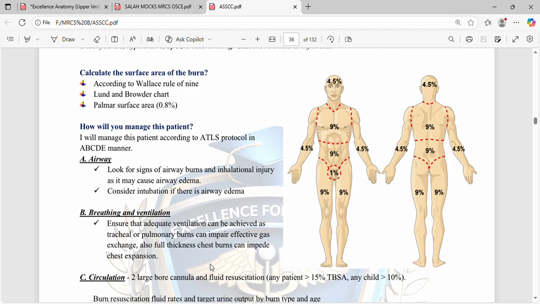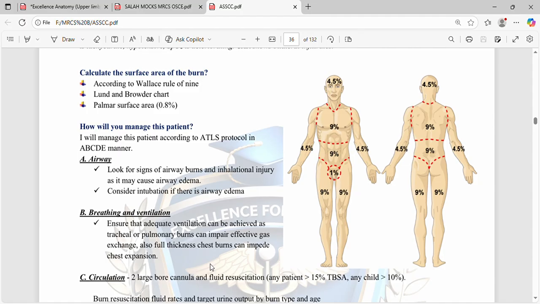So I will manage this patient according to ATLS protocol in ABCDE manner. Airway: look for signs of airway burns and inhalation injury, as it may cause airway edema. So consider intubation if there is airway edema, because later on this will be very difficult to intubate because there will be very much laryngeal edema.